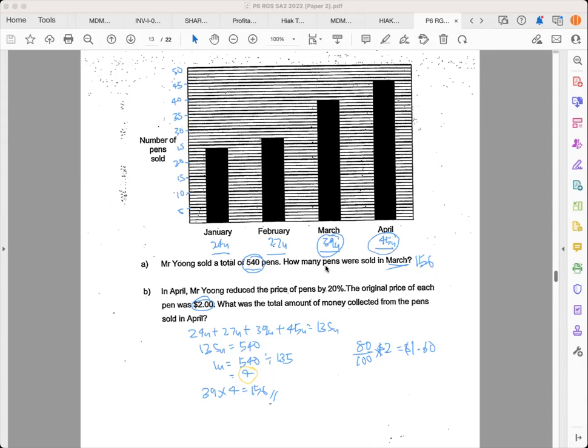What was the total amount of money collected from the pens sold in April? In April, it sold 45 units. So 45 times $1.60. But this is not the answer, because 1 unit, remember, we calculated here, is 4 pens. So we must multiply by 4. So the answer is $288. This is the answer to question number 12.